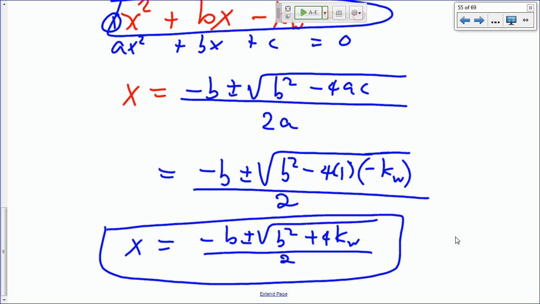So what you really need to do here is compare B squared and 4 times Kw. What's 4 times Kw? That's 4 times 10 to the negative 14, right? And what's our B squared? 10 to the negative 8, okay, squared. Okay, that's 10 to the negative 16.